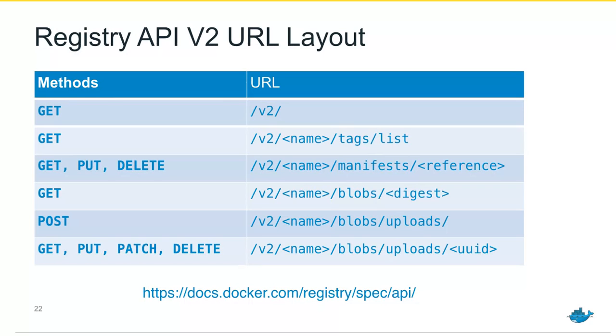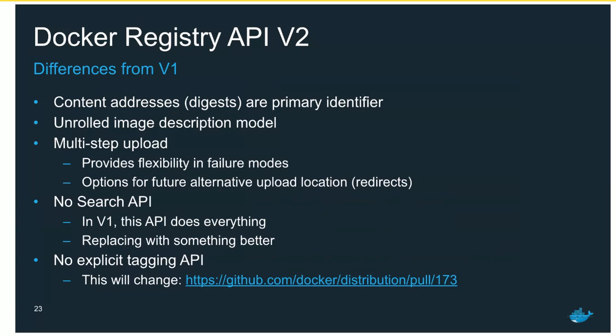So here's the URL layout. The main differences are, of course, the content addresses are the primary identifiers that are used with blobs, and what we have on here is called a reference. So you can get a manifest by its tag or a reference. And this is very different from the V1 API. The other aspect of this API is that there's a multi-step upload process. You actually initiate a post to the uploads endpoint, and it will give you back a location. You don't even calculate the last URL on the slide. And then you can issue gets, puts, patches and deletes to carry out that upload.